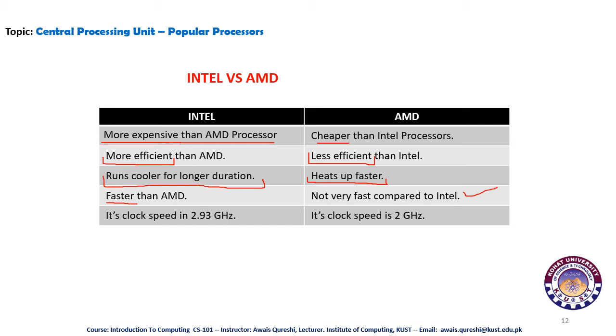Its clock speed is 2.93 gigahertz and its clock speed is 2 gigahertz. So you can see that the Intel processor clock speed is 2.93 and its clock speed is 2 gigahertz in different series.